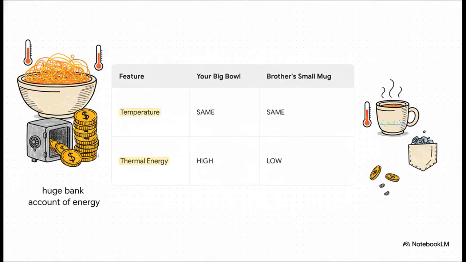So let's update our little scorecard here. They both started at the same temperature, yes, but their thermal energy? Totally different, right from the get-go. Your big bowl was like a savings account with a ton of energy stored up. Your brother's little mug?